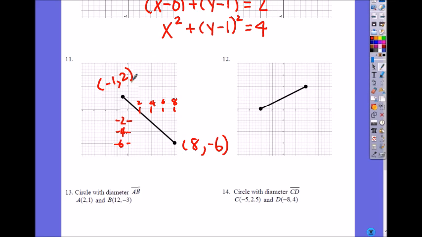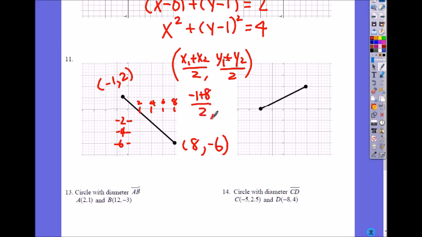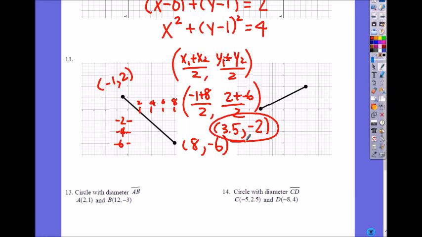So first, I'm going to find the center by using the midpoint formula, which is (x1 plus x2) divided by 2, (y1 plus y2) divided by 2. So you add these two together. So negative 1 plus 8 divided by 2, 2 plus negative 6 divided by 2. So I get my center as negative 1 plus 8 is 7 divided by 2 is 3.5. 2 plus negative 6 is negative 4 divided by 2 is negative 2. So here's my h and k. Now I need my radius.